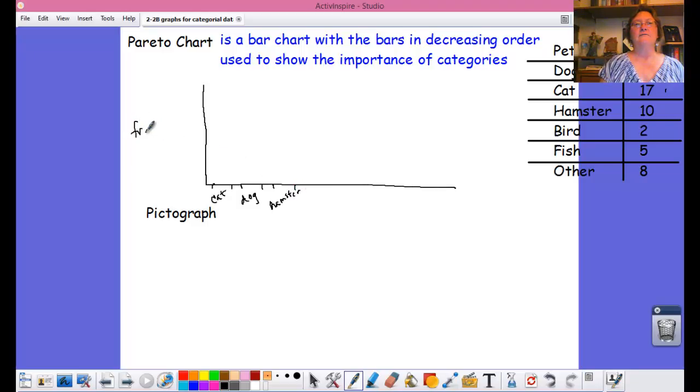We're still measuring frequency here. This is still a graph about pets. It's just that we're showing it from tall to small. So the cat bar would come first, etc.